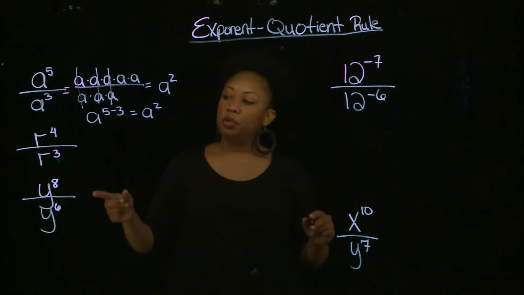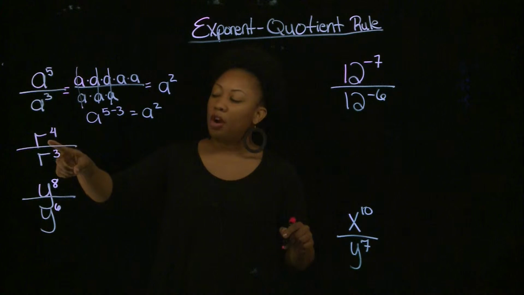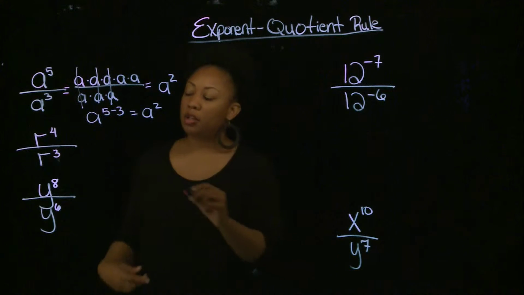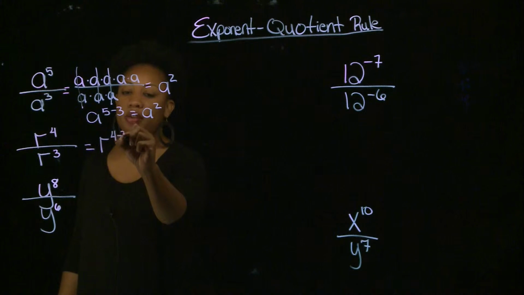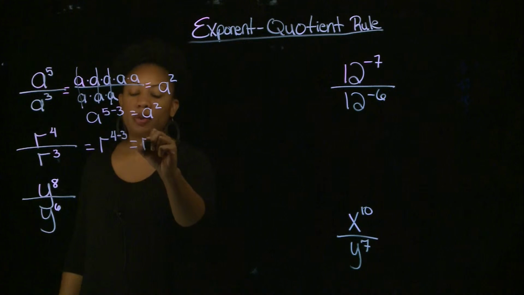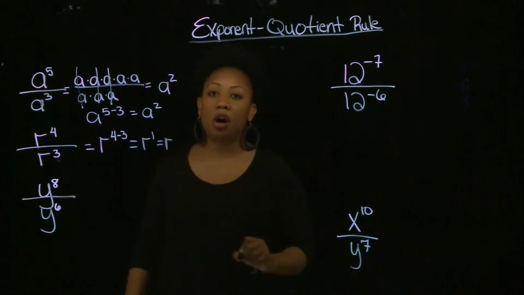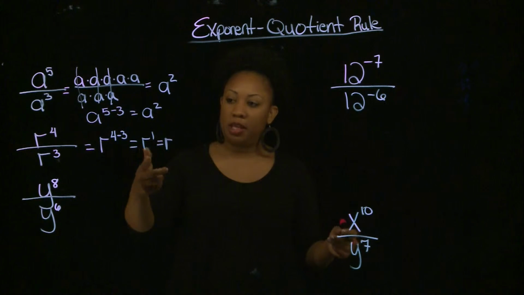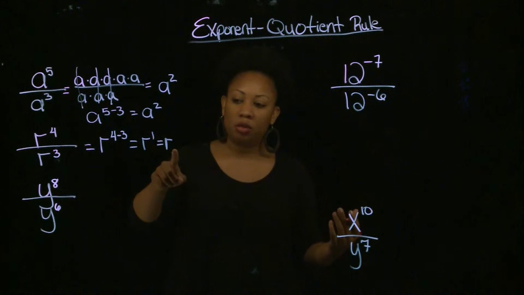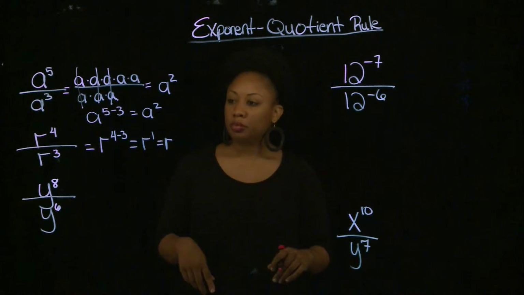So let's do this problem using the quotient rule. So you have r to the 4 divided by r to the 3. So we have r to the 4 minus 3, which is going to be r to the 1, which we just write as r because r to the 1 and r are saying the same thing. Basically, this is telling you that you have 1 r, which is obvious because there's 1 r written, so we don't have to write to the 1.